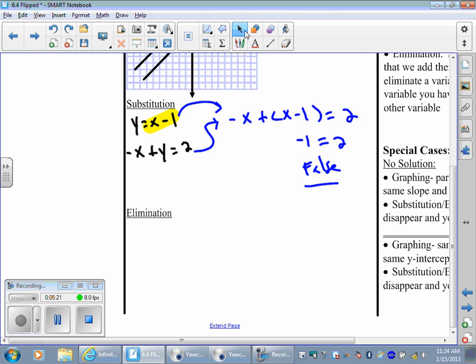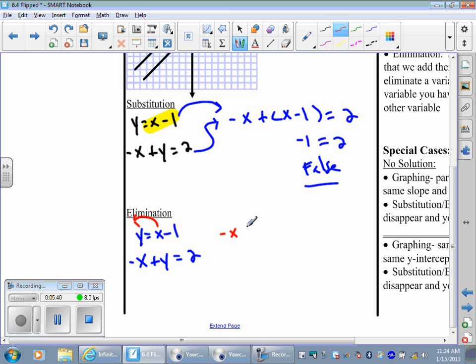So if we write down our original problem again, y equals x minus 1 and negative x plus y equals 2. Now, to use elimination, we want to line up our x's above our x's. So I'm going to move this x to the other side of the equation, making this negative x plus y equals negative 1. And this equation stays the same.